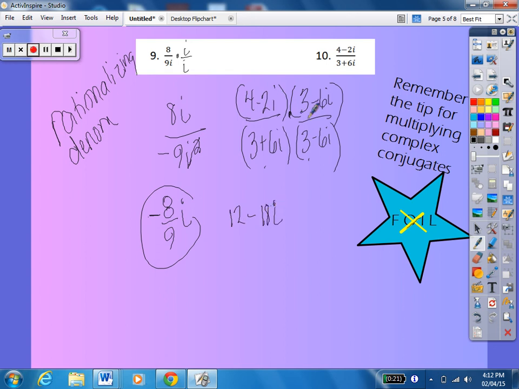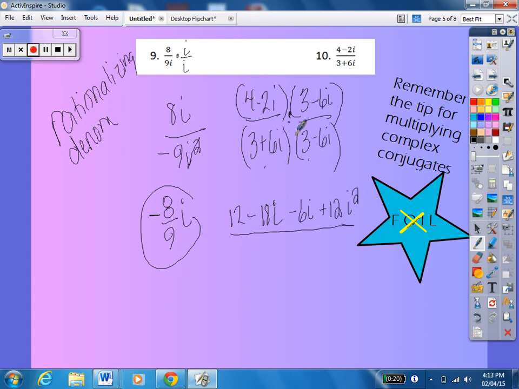Negative 2 times 3 is negative 6, and then we have that i. Then negative 2 times negative 6 is positive 12. i times i is i squared. Okay? And we'll rearrange this in a minute. Let's work on this bottom here.